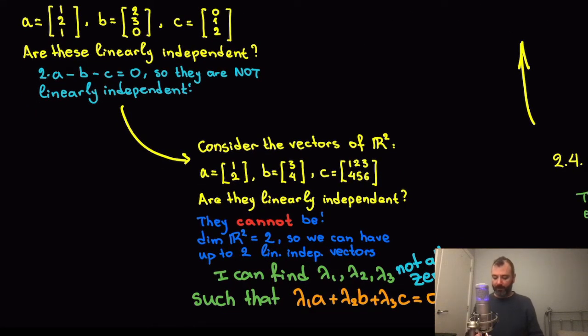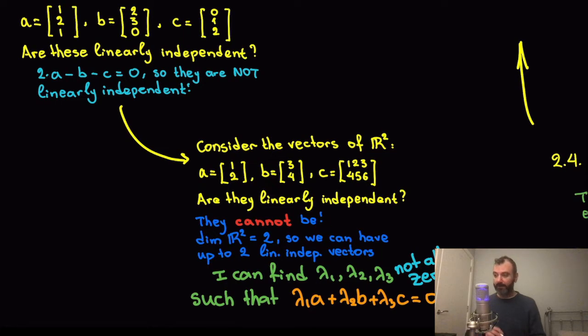Next, take these three vectors, and these three vectors are two-dimensional. Are they linearly independent? I will rephrase. Can they possibly be linearly independent? We said they are two-dimensional, and there are three of them. They cannot be. Why? Because the dimension of R squared is equal to 2, which means that in R squared I can only find up to 2 linearly independent vectors maximum.